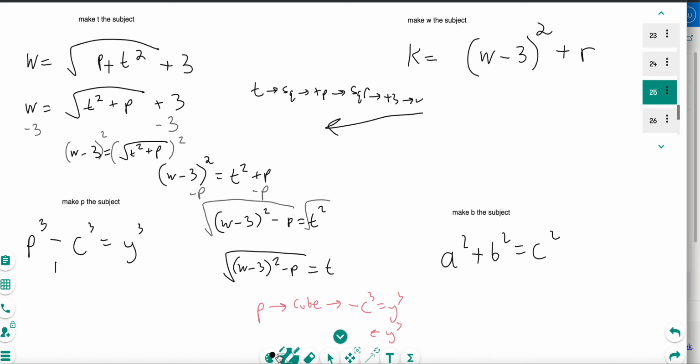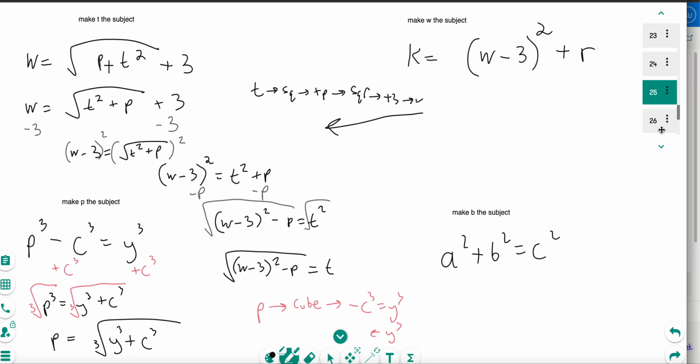I'll do that in another color. Plus c cubed. So I'll plus c cubed here. So on the left-hand side, we have p cubed equals y cubed plus c cubed. Then to get rid of that cube, I'm going to cube root. So on the left-hand side, the cube root and the cube cancel out, so we're left with p. The right-hand side is the cube root of y cubed plus c cubed.